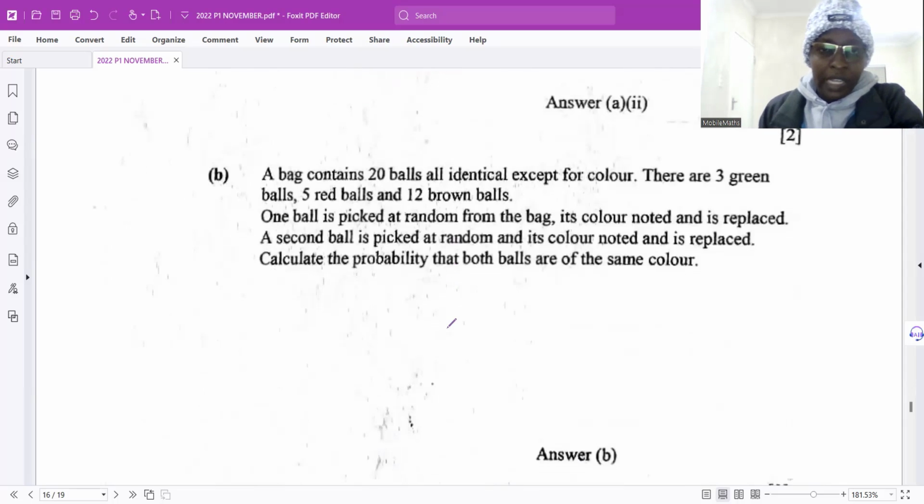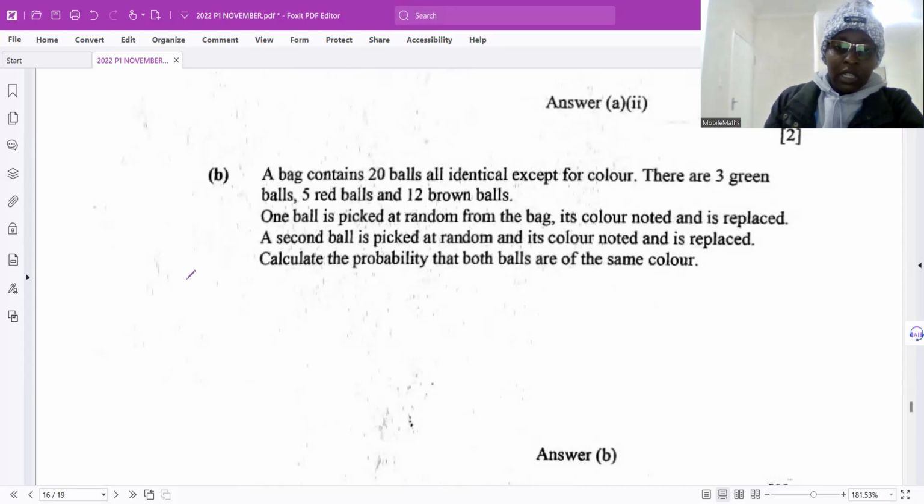A bag contains 20 balls, all identical except for color. There are 3 green, 5 red, and 12 brown. One ball is picked at random from the bag, its color noted and it is replaced. A second ball is picked at random, its color is noted and it is replaced. Calculate the probability that both balls are of the same color. So we are picking twice and we are replacing, so the total is not changing.